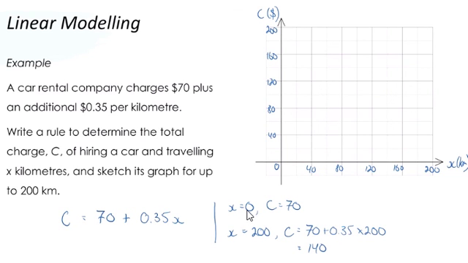So my first one, at 0 and 70. For 0 kilometers, it costs us $70. So that's about there. And then for 200 kilometers, it costs us 140. So that's between the 120 and the 160. So that's there. So those 2 points. Then, once again, just connecting them up. So there is that graph for C.